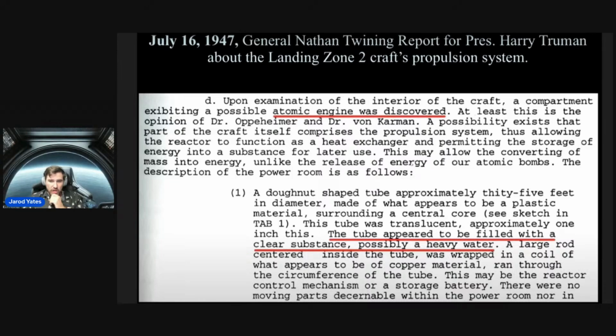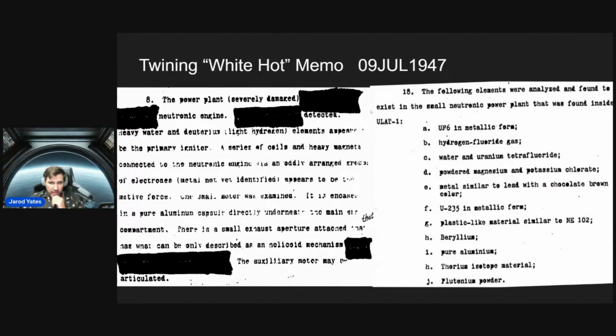Anyways, in here, they're talking about how inside the wedge-shaped craft there was a toroid, a donut-shaped tube, that went the diameter of the craft, 35 feet. It was made of a plastic material, and it looked like it was filled with deuterium, heavy water, suggesting that it was some kind of neutronic or atomic engine. Here's another memo from about a week earlier than that, also from General Twining, saying that it was a neutronic engine, that there was heavy water and deuterium present in it.